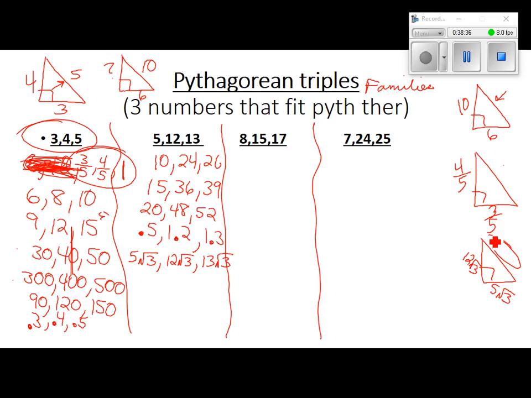Could you do fractions with this one? Let's do 5 over 13. 5 over 13, what would the next leg be? 12 over 13, and then the last one would be 13 over 13, which is just 1.